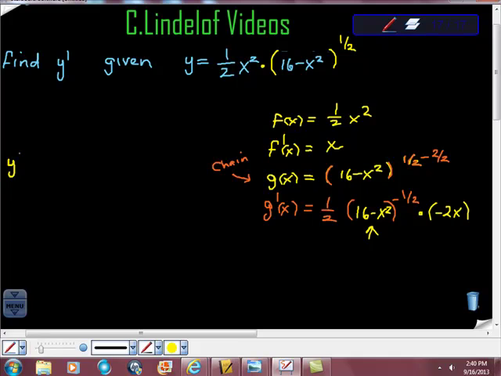And I'm going to say that my y prime is equal to, and if you remember, the product rule says it's f of x times g prime, so 1/2 x squared times this g prime at x. Look at this for a second. 1/2 times negative 2 is negative 1, isn't it? And negative 1 times x is negative x. So negative x times 16 minus x squared to the negative 1/2. Holy crap, I'm running out of room here.